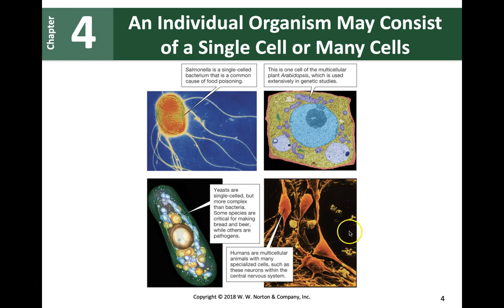So this cell that you're seeing here is a neuron. This is a cell which has been differentiated, and it has a special function, and they work as neurons in your central nervous system.